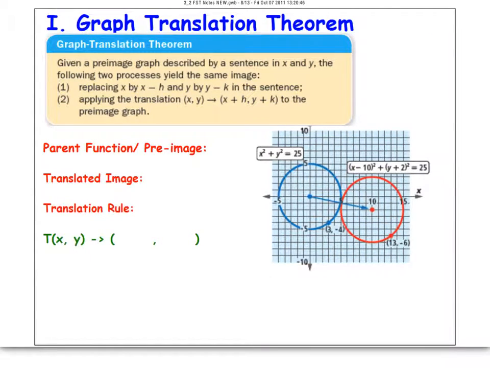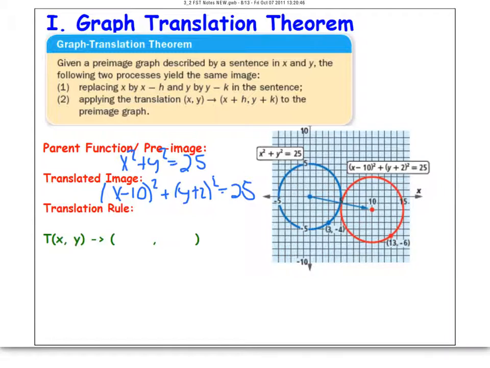Okay, let's do another one. Here, we are looking at what is the parent function or the preimage, what is the translated image, and what's the translation rule. If you take a look at it again, you can tell that they're starting with the blue one because of this arrow. They're taking the blue center and moving to the red. So the parent function or the preimage in this case is x squared plus y squared equals 25. Well, what's the translated image? That's just the other equation. It's (x minus 10) squared plus (y plus 2) squared equals 25.